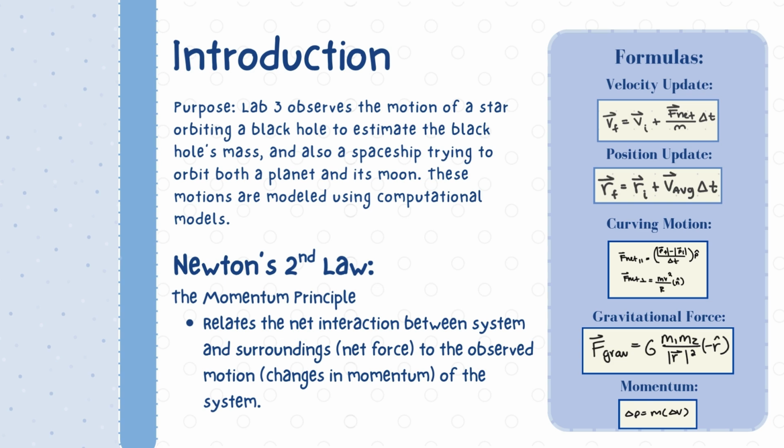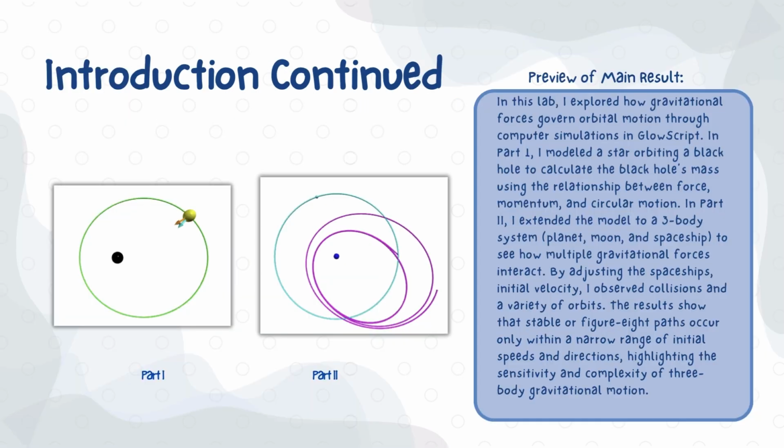The main goal of this lab was to understand how gravitational forces influence motion and how changes in velocity or position can drastically affect orbital stability. The motions from this lab are based on physics principles, which is Newton's second law, also known as the momentum principle, which relates to the net interaction between system and surroundings. The formulas that will be used mainly consist of curving motion, gravitational force, momentum, and the other ones shown on the right. In this lab, I explored how gravitational forces govern orbital motion through computer simulations and GlowScript.